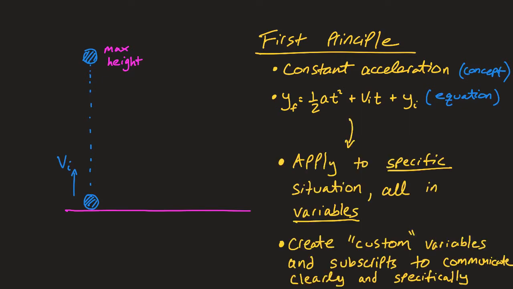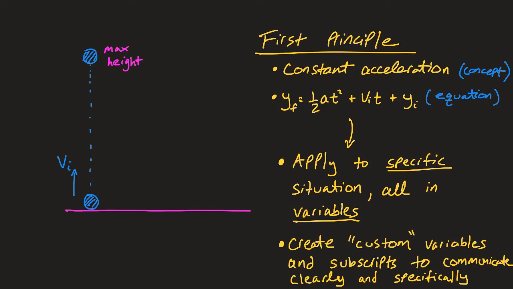Now what we need to do is apply these first principles to the specific scenario. And in doing so, we'll be using our own variables that we create and our own custom subscripts to communicate clearly and specifically. Since we're not plugging in any numbers, we want to be able to make up variables that make sense to communicate the phenomenon. So let's do that together. You get used to this as time goes by. There's an art to picking the variable you want to use and the subscript that communicates what you're trying to communicate clearly. And what you'll see here is pretty standard for a one-dimensional motion type of problem.